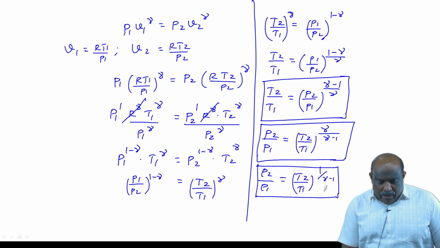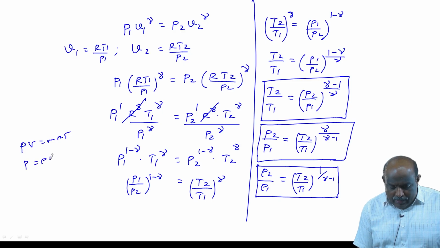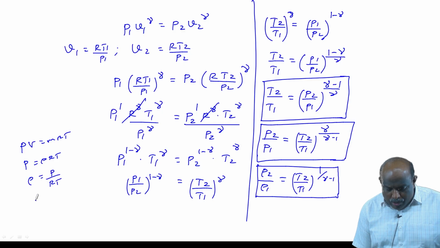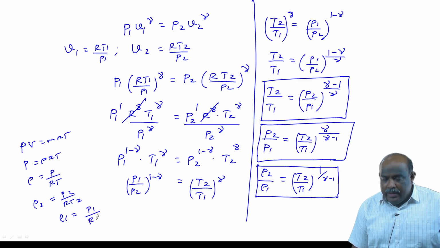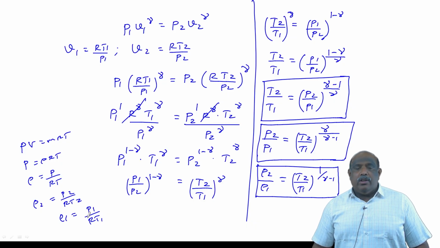P V equal to m R T, so P equal to rho R T, so rho equal to P by R T. You first find rho 2. Rho 2 is nothing but P2 by R T2. Rho 1 is nothing but P1 by R T1. Now you substitute the values of P2, P1, T2 by T1, and you will get the value of rho 2 by rho 1. Rho 2 by rho 1 equal to T2 by T1 whole power 1 by gamma minus 1.